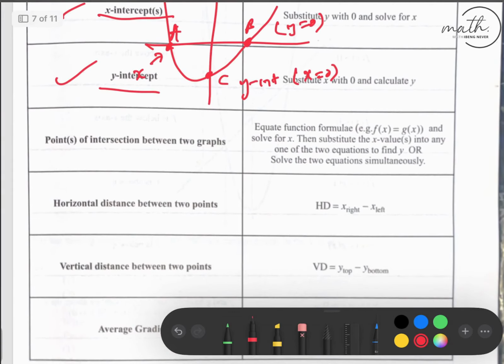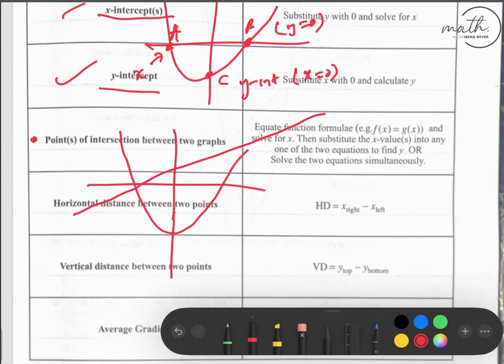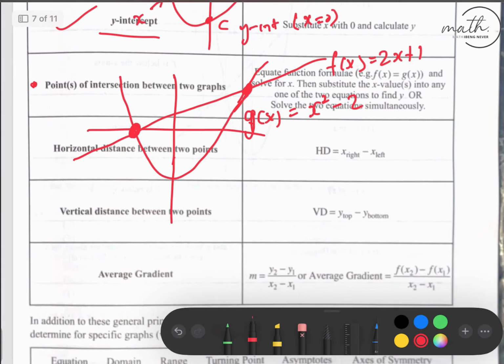Point of intersection. So for point of intersection, again, they'll give you a graph, something like that. And then they'll give you another one, like a straight line. They'll say, okay, find these 2 points where the 2 graphs touch. So if this one is f of x equals 2x plus 1, then the parabola is something like g of x equals x squared minus 2, something like that, or any form.